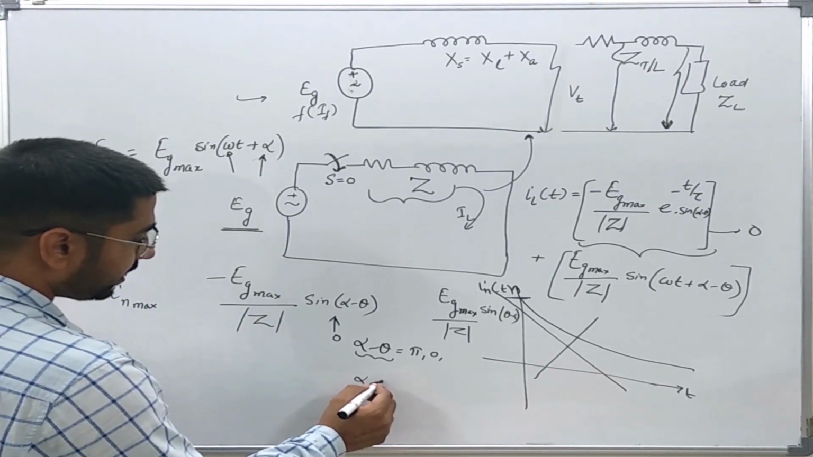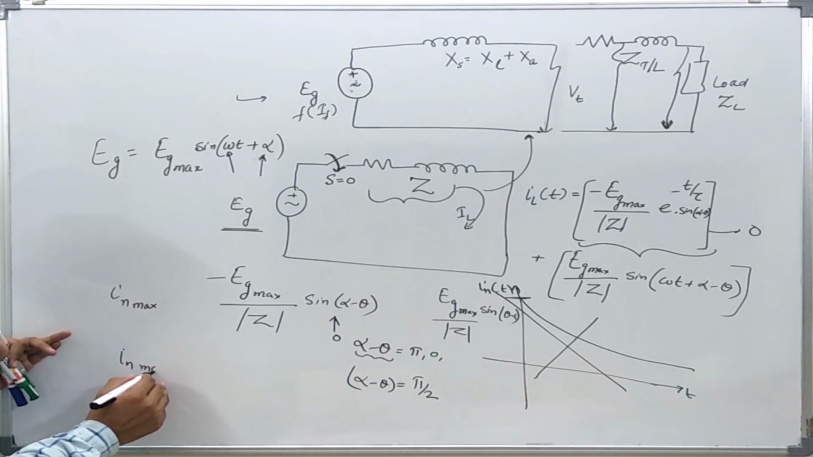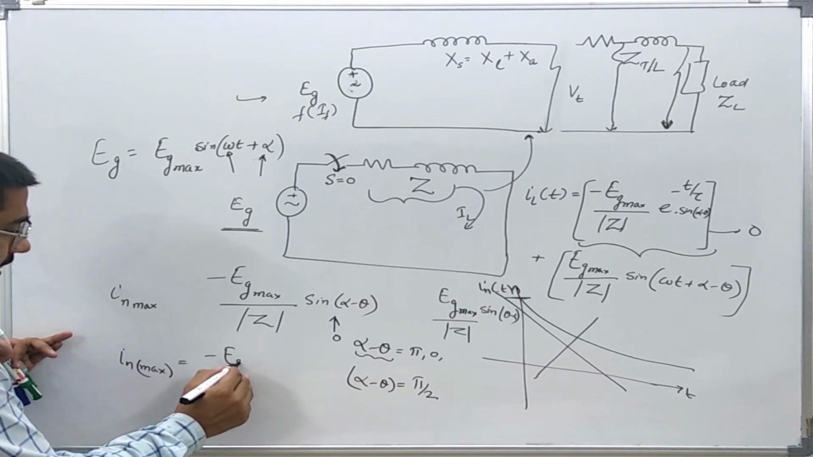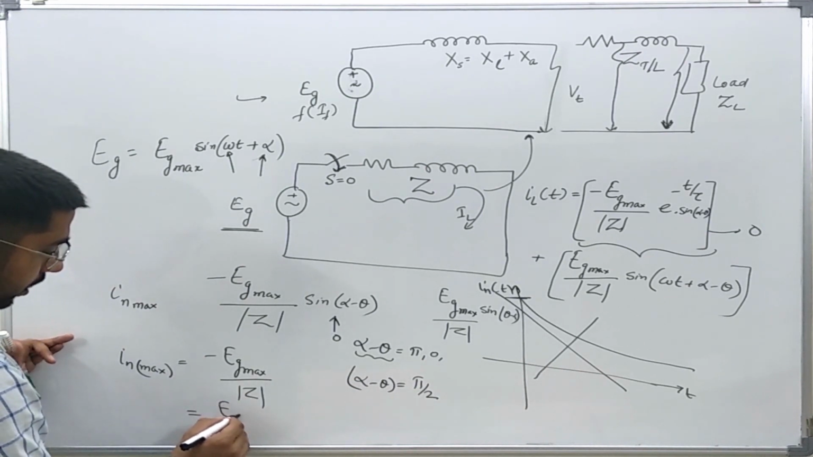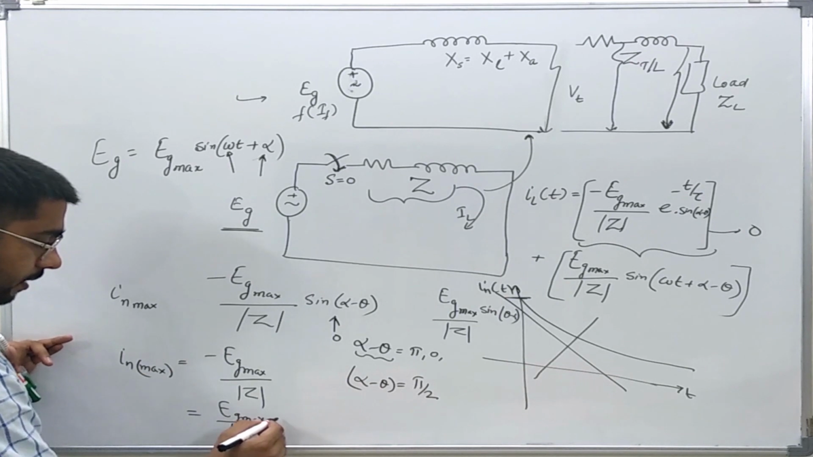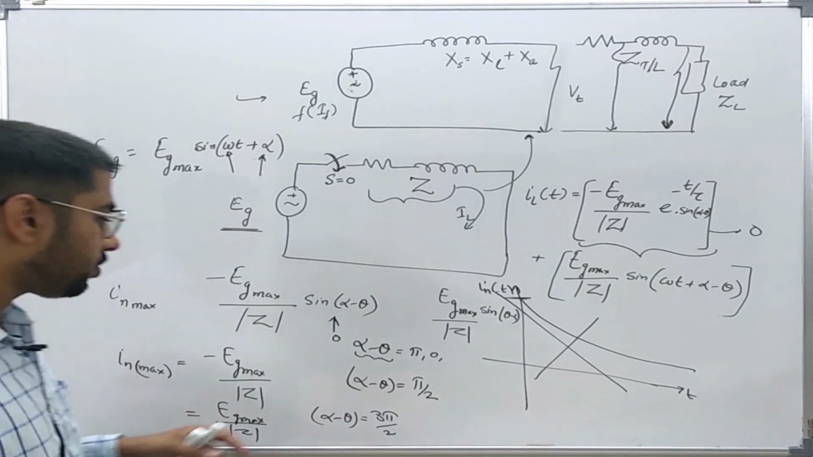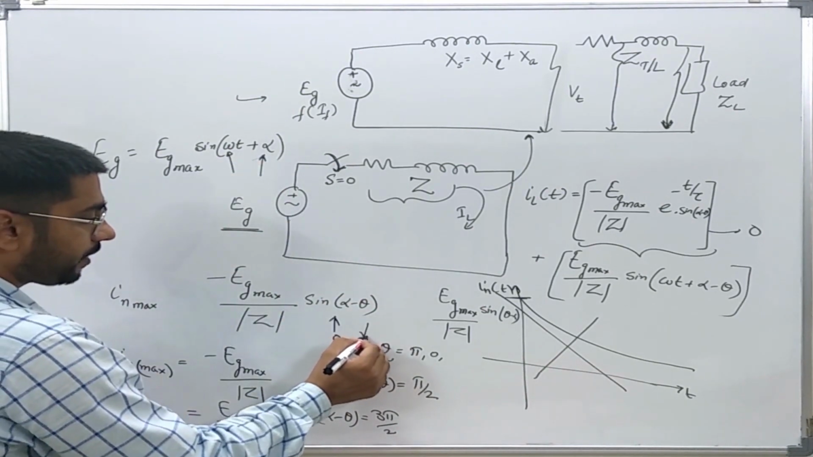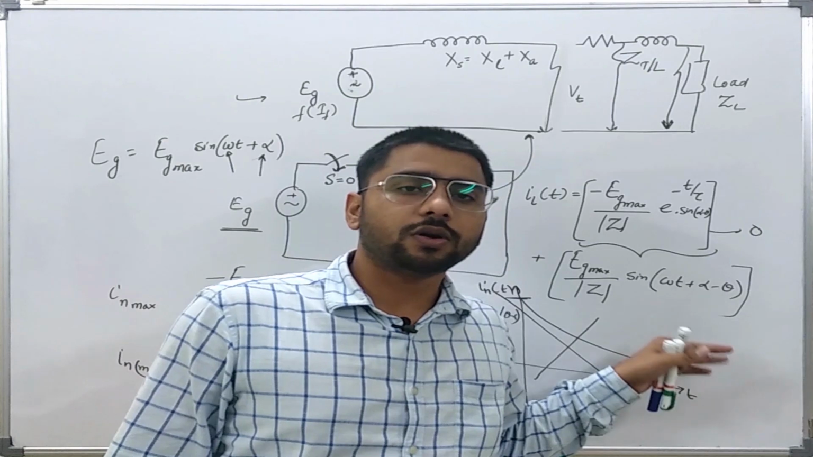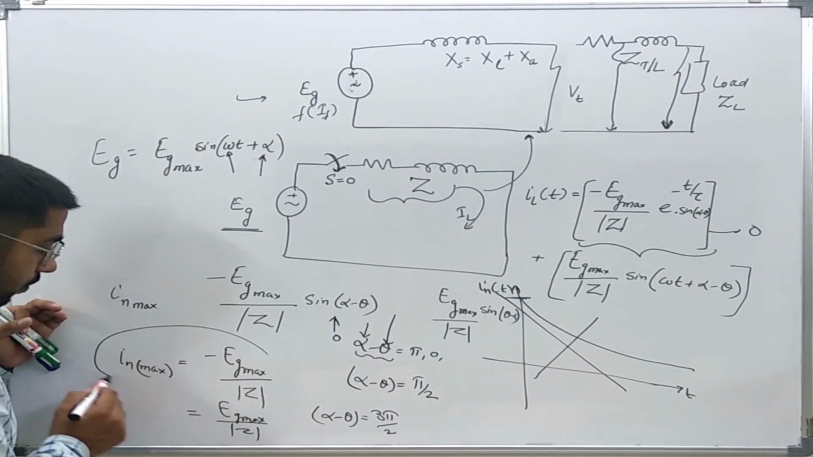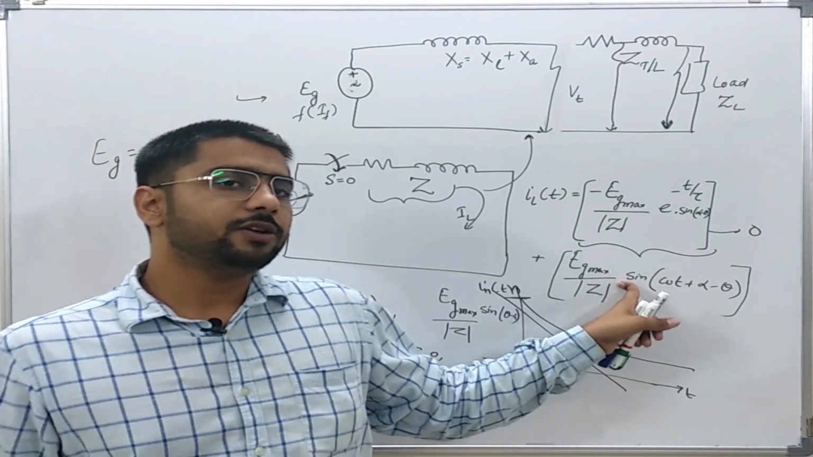Now, when alpha minus theta is equal to pi by 2, then I can see that the natural response maximum will be at its maximum value, which is equal to minus Eg max over Z. When alpha minus theta is equal to 3 pi by 2, then it will be equal to Eg max over Z. That is the odd multiples of pi by 2. So you see that this alpha and the power factor angle of the circuit control whether there will be a DC decaying part in the response or not. And this DC decaying part can have a maximum value plus minus Eg max over Z, that is equal to the maximum value of the forced response.